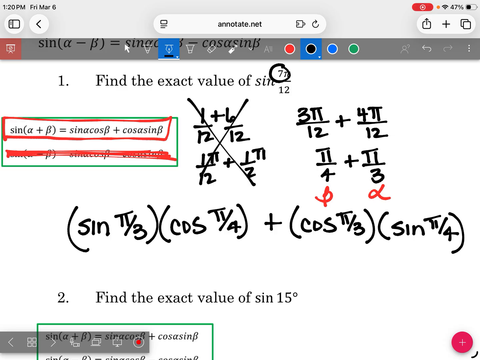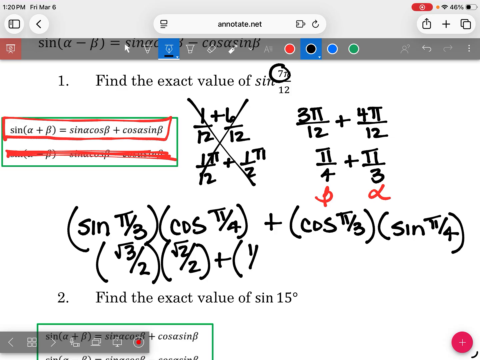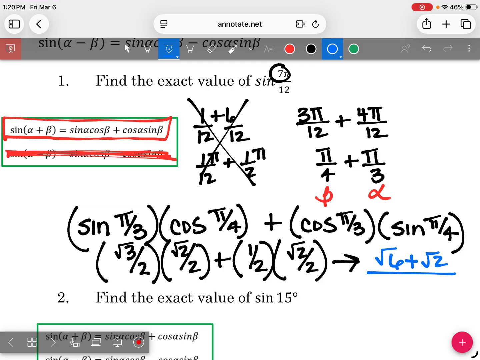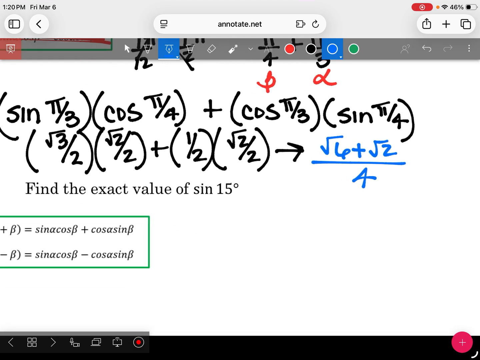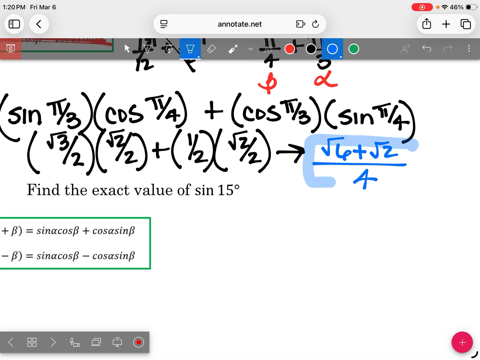You're going to notice a lot of your answers look the same. It's going to be a root 6 and a root 2 over 4, pretty much. And that would be my final answer. Just like that.